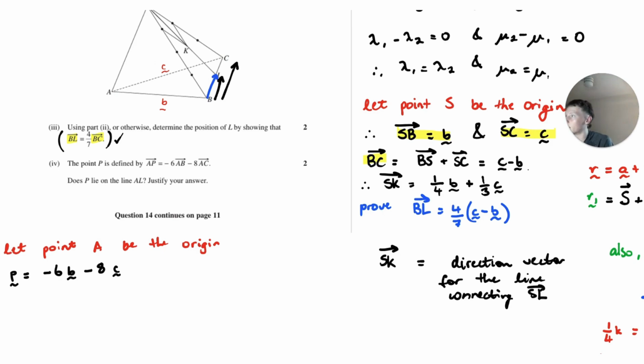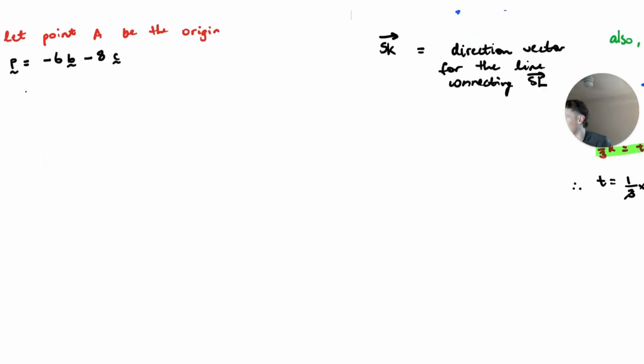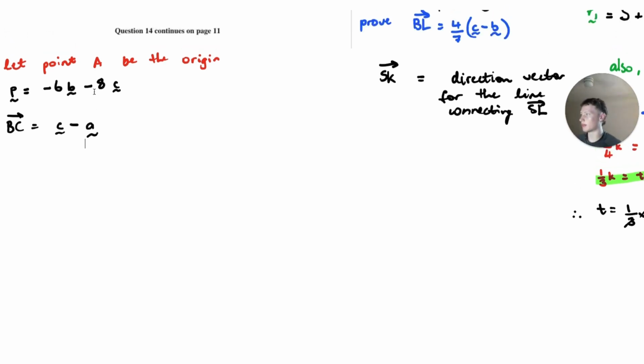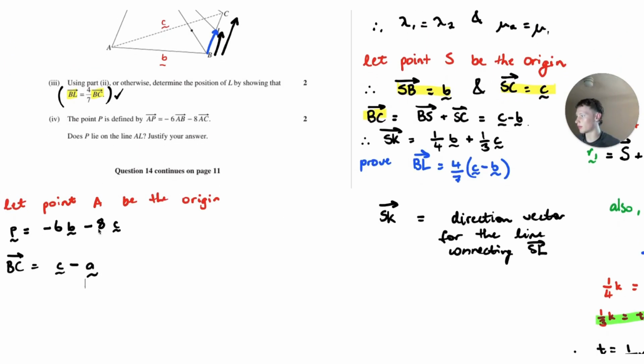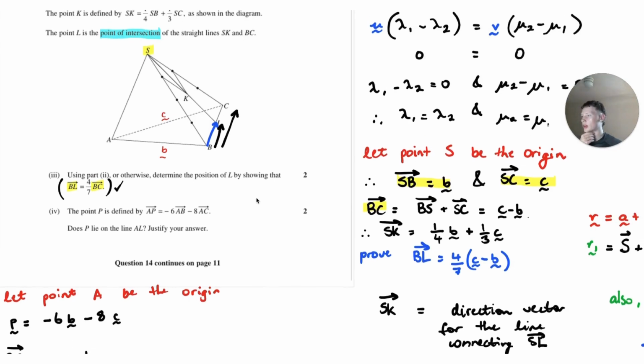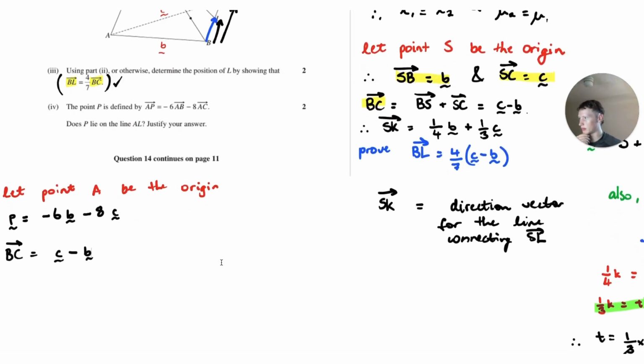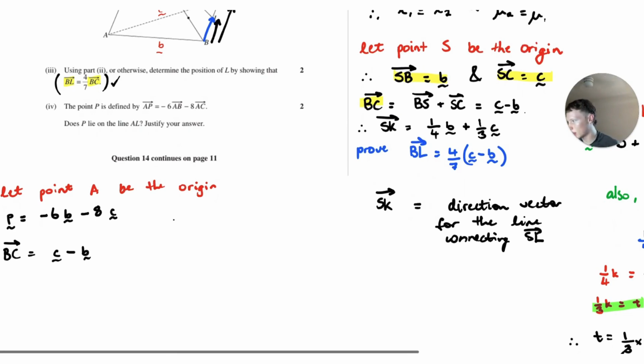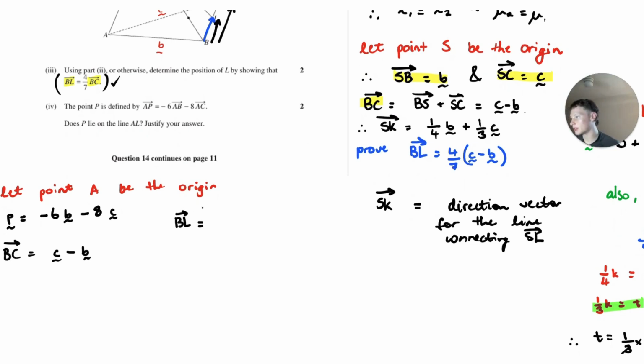So again here, funnily enough, B to C is position vector C minus position vector B. Sorry, that's position vector B. Okay. And we know that B to L from the last question is therefore 4/7 of that position vector.